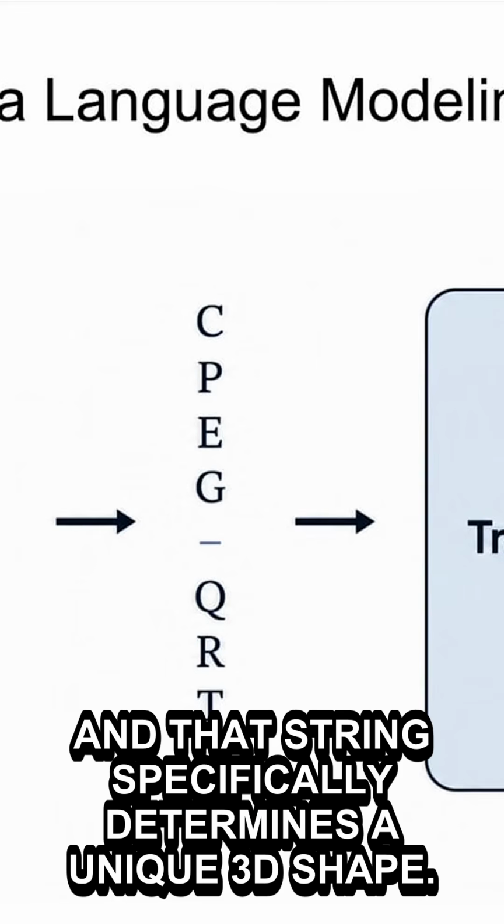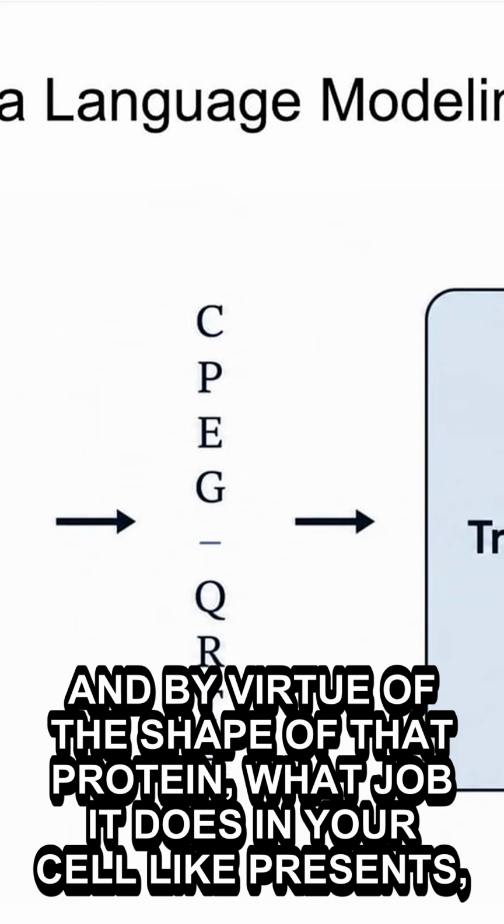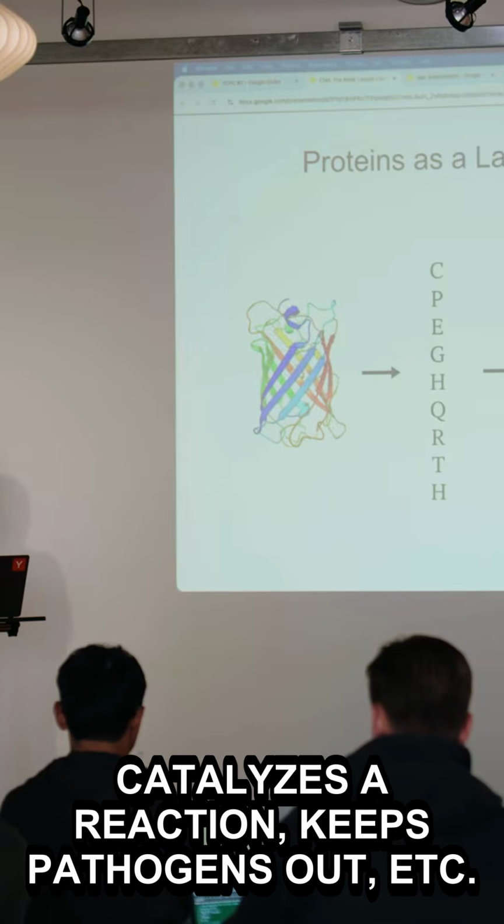And that string specifically determines a unique 3D shape. And by virtue of the shape of that protein, it determines what job it does in your cell, for instance, catalyzing a reaction, keeping pathogens out, etc.